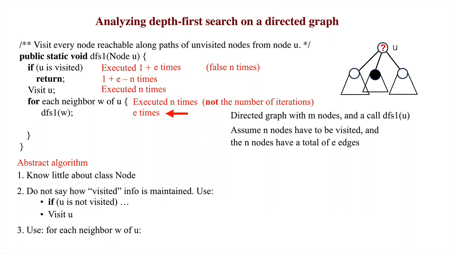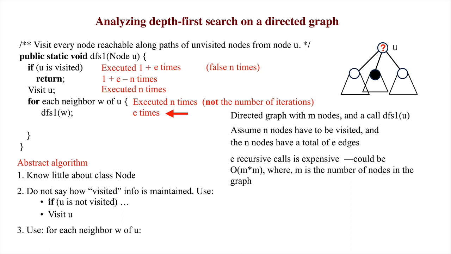This method makes e recursive calls, one for each edge leaving one of the nodes to be visited. If the graph is dense, this is very expensive. It could be quadratic in the number of nodes in the graph. That could be a lot bigger than n, the number of nodes to be visited.